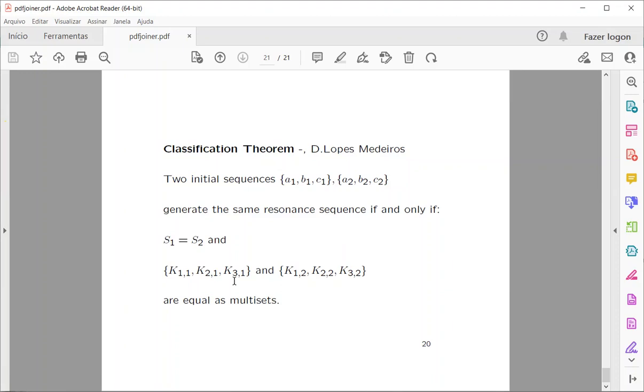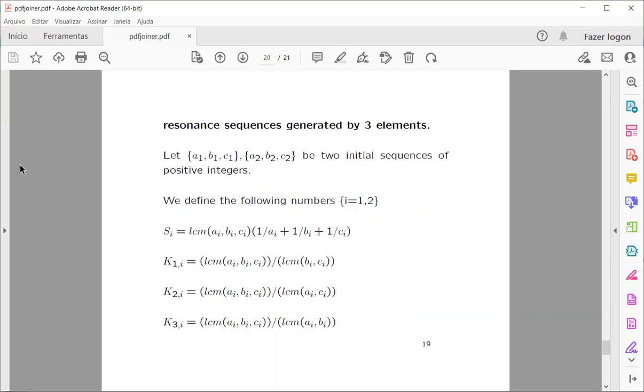So this is what I wanted to tell you, and thank you for your attention. You will see that these kinds of problems that I presented are totally open. For instance, you can go to the four-dimensional case, where you have the resonance sequence defined by four elements, and this is totally open. Let's say everybody who is interested can make their own contribution. So thank you for your attention, and thank you.